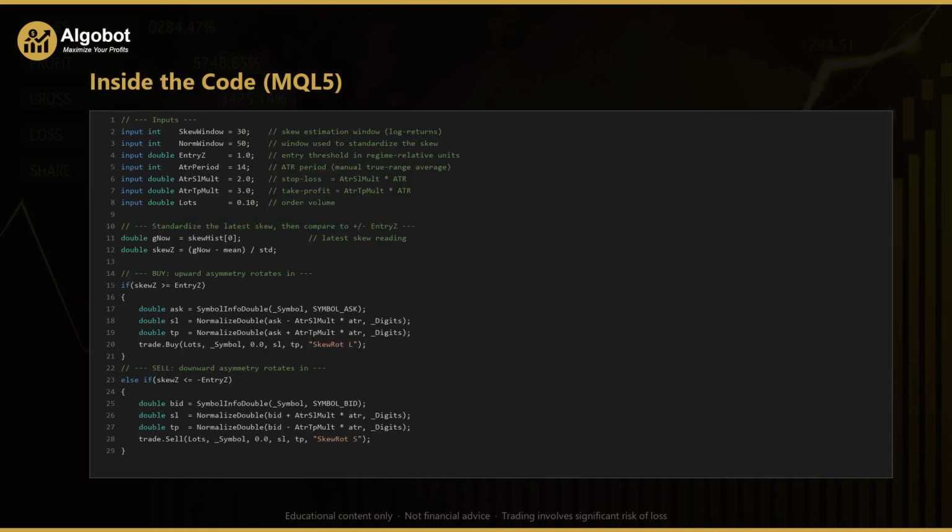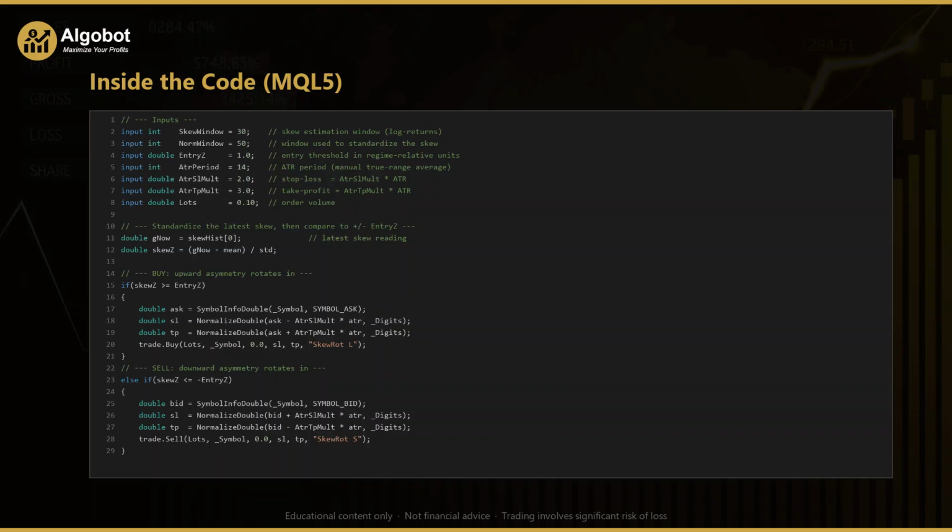Let's look at the actual MetaQuotes language code that runs inside the Expert Advisor. At the top, you can see the input parameters. SkewWindow, defaulting to 30, sets how many log returns go into each skewness estimate. NormWindow, defaulting to 50, is the window used to standardize that skew. EntryZ, defaulting to 1, is the entry threshold expressed in regime relative units. ATR period, AtrSlMult, and AtrTpMult control the average true range calculation and the stop and target distances, defaulting to 14, 2, and 3. Lots sets the order volume.